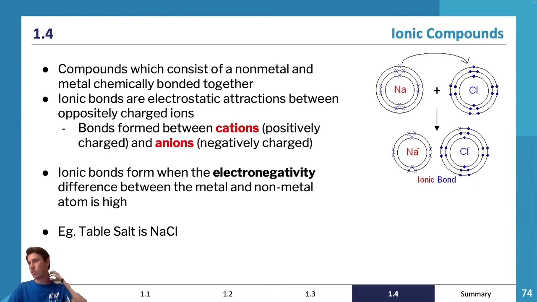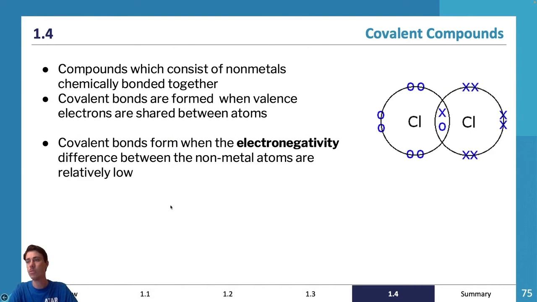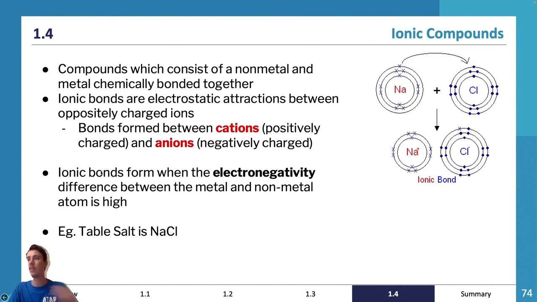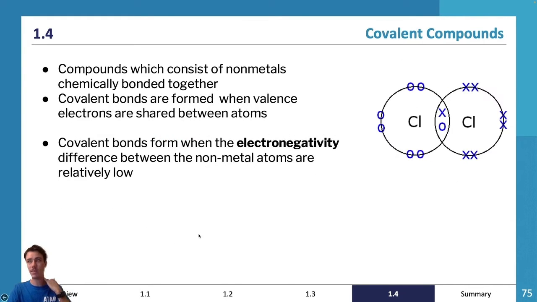So, compounds consisting of a non-metal and a metal will bond together by ionic bonds. Essentially, as you can see here, you've got a spare one here, it doesn't want it, so it gives it over there, and that's an ionic bond. These form between cations, which are positively charged ions, and anions, which are negatively charged ions. Ionic bonds form when electronegativity differences are very large, and you get this table salt example of NaCl.